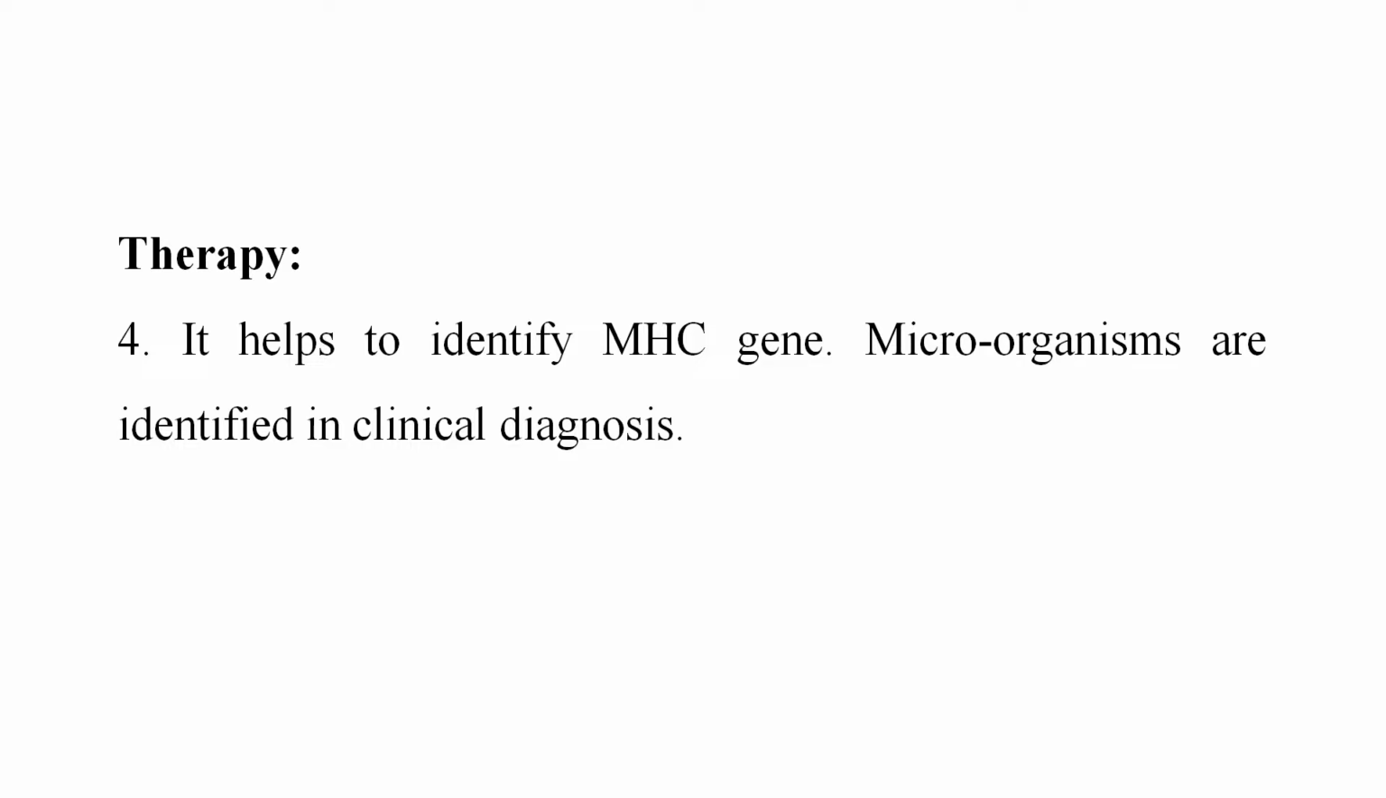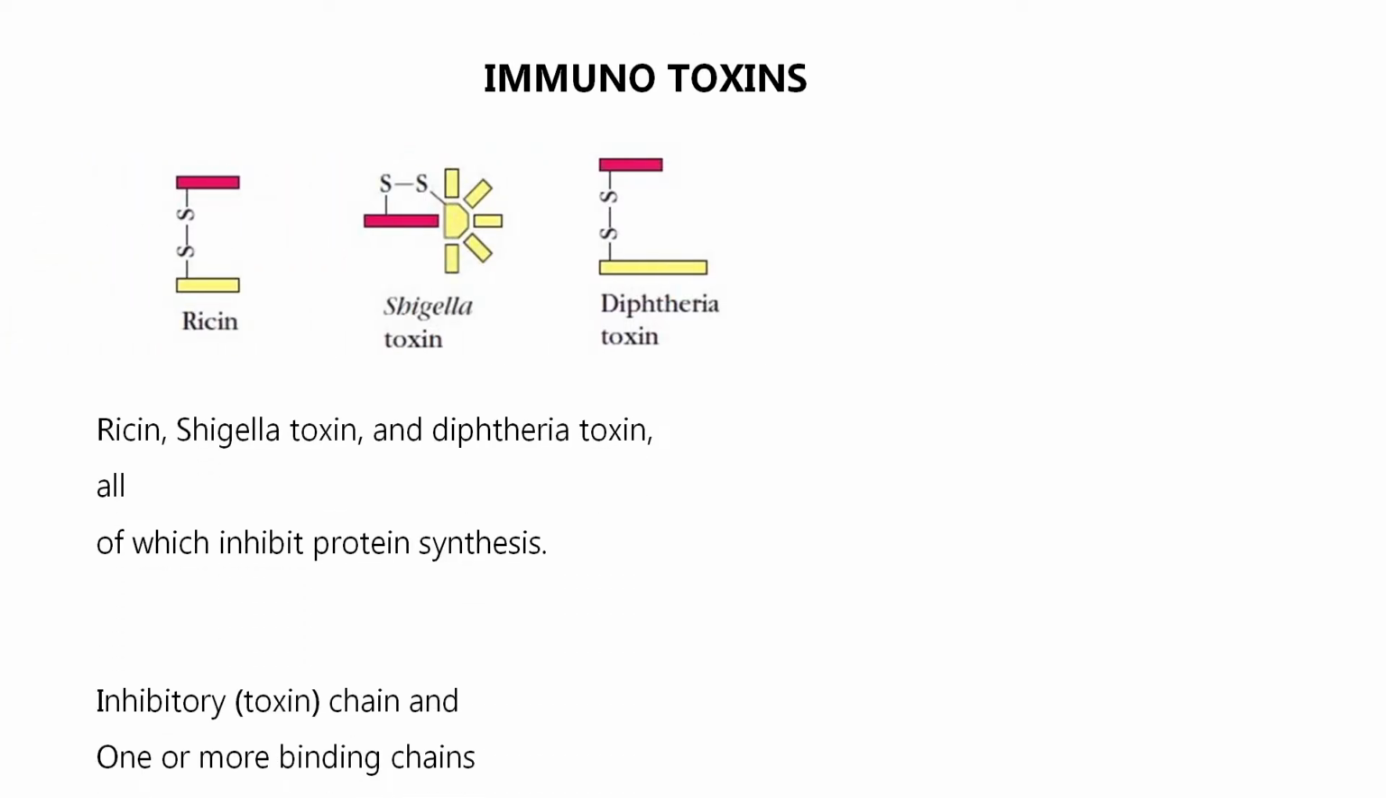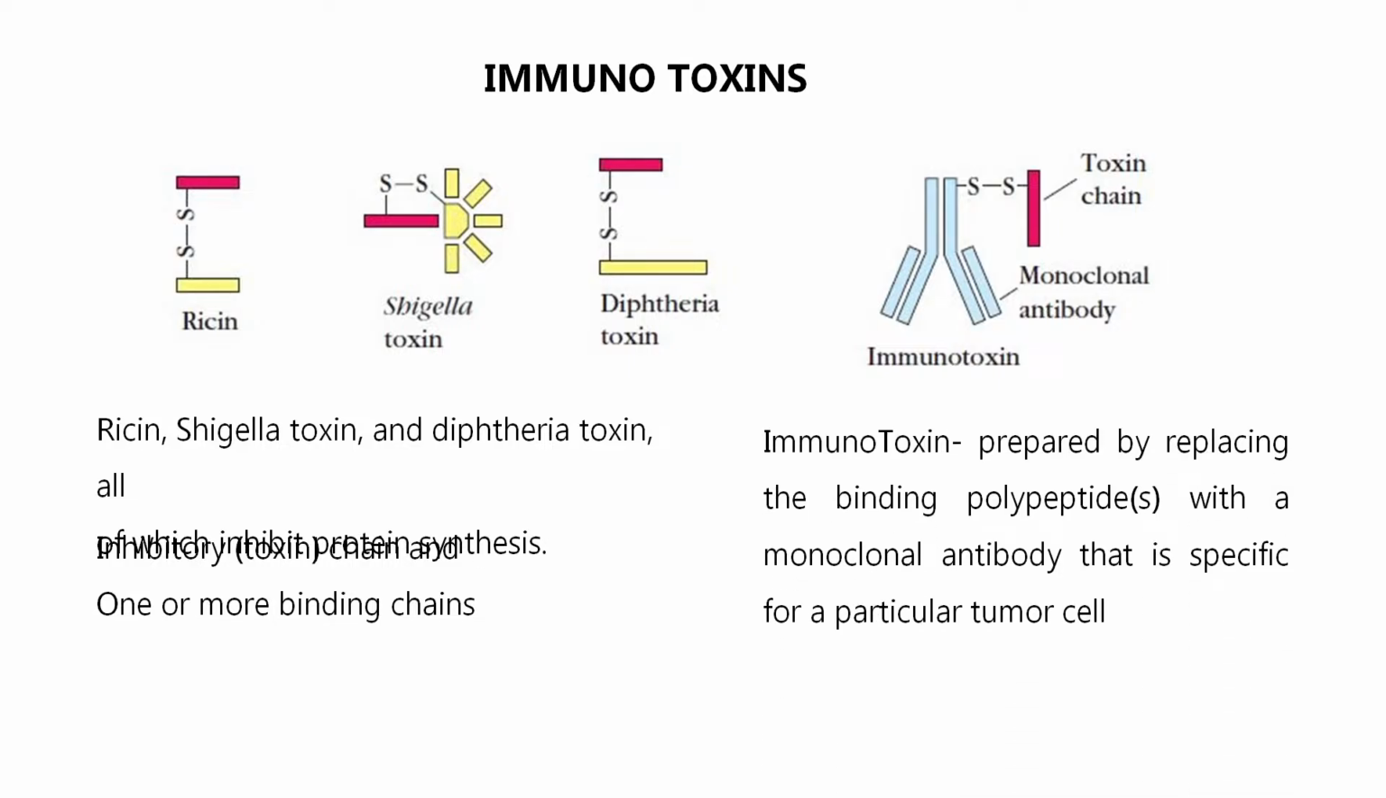Coming to uses of monoclonal antibodies in therapy. It can be used to identify your major histocompatibility gene or the different microorganisms for clinical diagnosis, as we have already discussed earlier. And one major use of these monoclonal antibodies is that they are used as immunotoxins. So what are these immunotoxins? They are used as delivery vehicles. It's not just for diagnosis, but they can also be used for treatment.